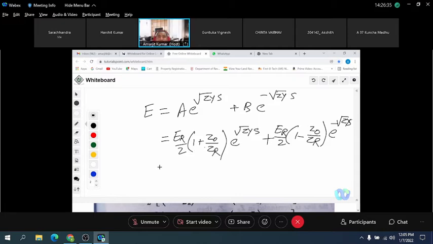And one more thing, put root ZY is equal to gamma, because gamma is the propagation constant, is equal to root ZY. So gamma is root ZY, Z naught is root Z upon Y, ZR is equal to ER upon IR.